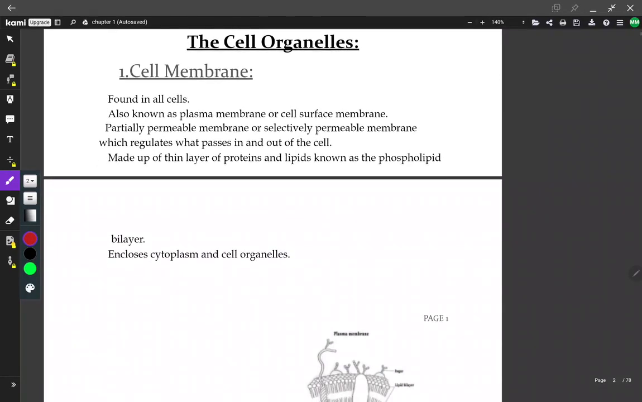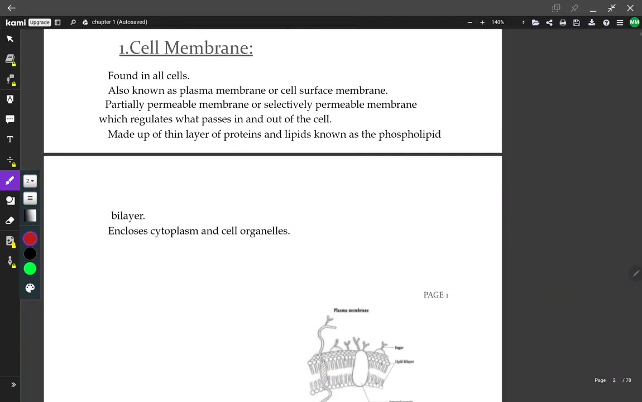Then we're going to talk about the cell organelles. First, we have the cell membrane. The cell membrane is found in all cells. It's also known as the plasma membrane or the cell surface membrane. It's a partially permeable membrane or selectively permeable membrane, which regulates what passes in and out of the cell.